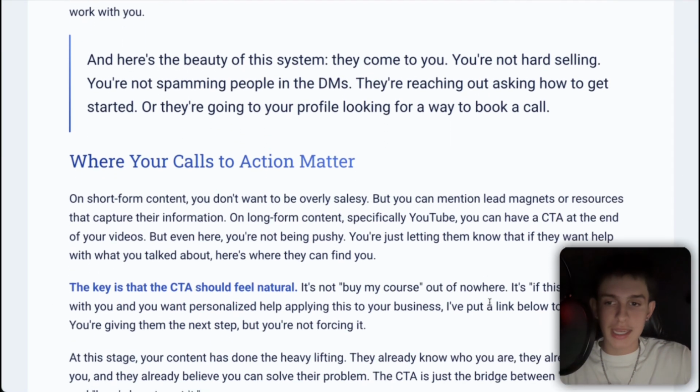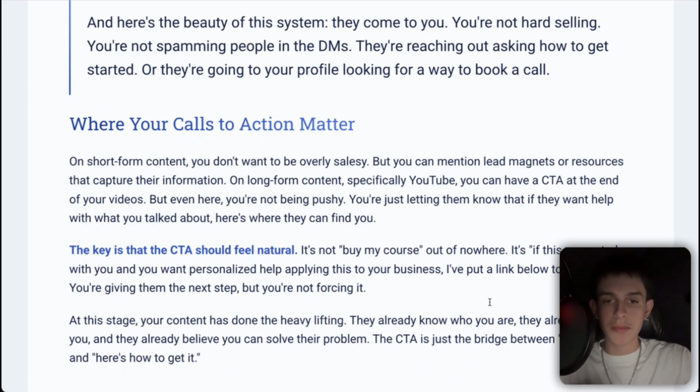Now here's where your CTAs matter. On short form content, you don't want to be overly salesy because on Instagram Reels, people are just simply scrolling. They don't want to be really sold to. They're just going to click off and ignore it. But you can mention lead magnets or resources that capture their information. On long form content, specifically YouTube, you can have CTAs at the end of your videos.